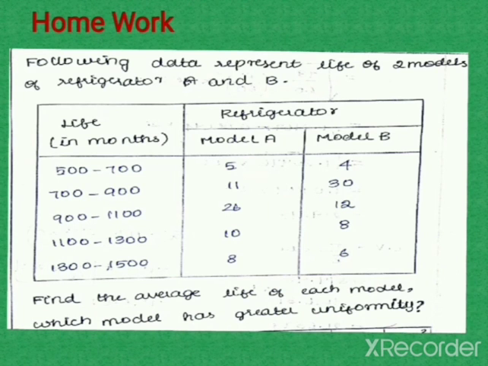This is for your homework. In this problem, you have to find first the standard deviation for continuous data. Here a single class interval is given, but two frequencies, model A and model B, are given. So you have to find first the standard deviation for model A, and then the standard deviation for model B. And then you have to find the coefficient of variation for model A and then for model B. After that, you have to compare the two coefficient of variation values, and whichever is greater is your solution. So which model has greater uniformity is your solution for this problem.